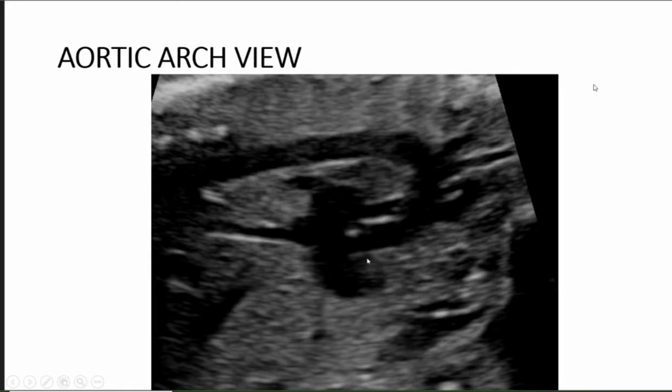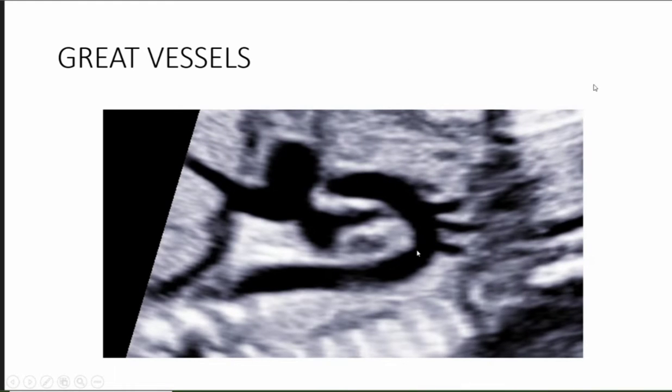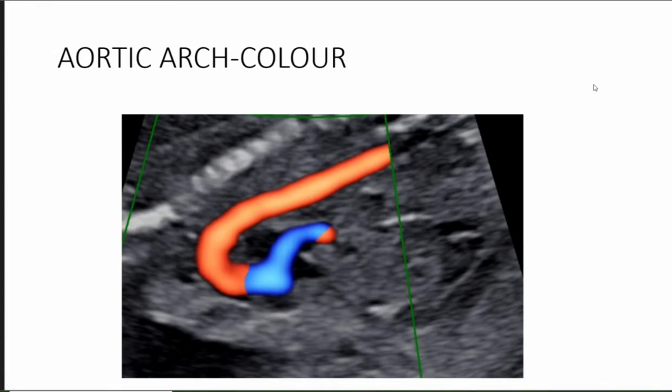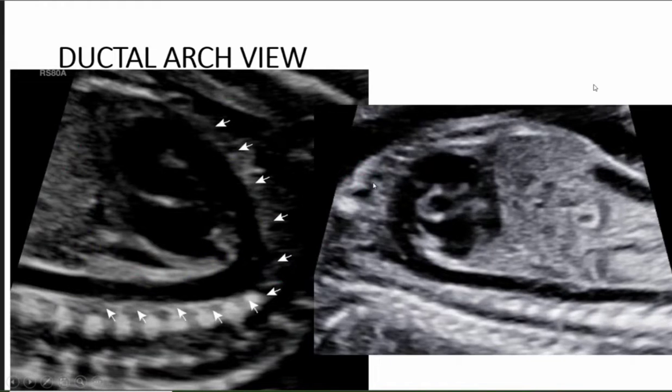like a handle of an umbrella. So the umbrella is the aortic arch. This is the high frequency probe showing the ascending aorta, arch of aorta, great vessels, and descending aorta. So this is the aortic arch view. In color, you can see the beautiful umbrella-stick appearance of the aortic arch.